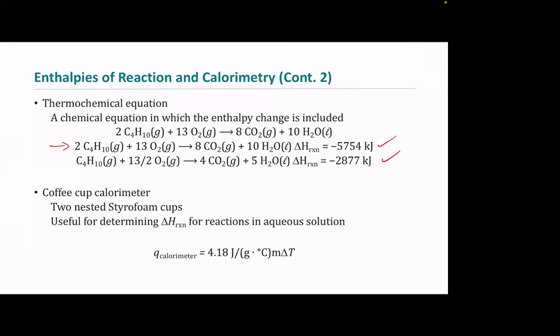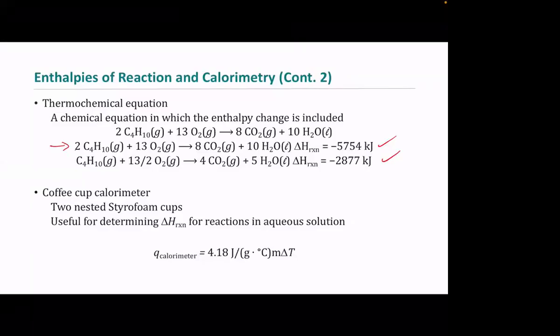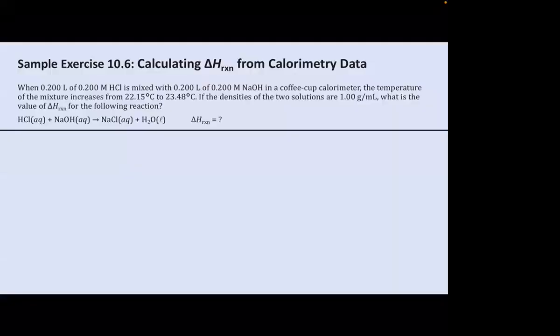So if we're going to use a calorimeter, we kind of have to take this approach with this Q. So just our MC delta T again. This is kind of the same equation, just used in different approaches. So here we have, straight from the book, 0.2 liters of 0.2 molar HCl. You've got a volume and a molarity, so you can easily get the moles right off the bat. Molarity times volume is mixed with 0.2 liters of 0.2 molar sodium hydroxide in a coffee cup calorimeter.